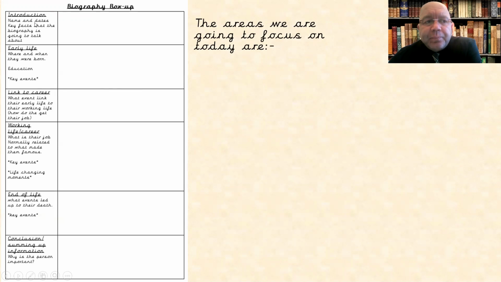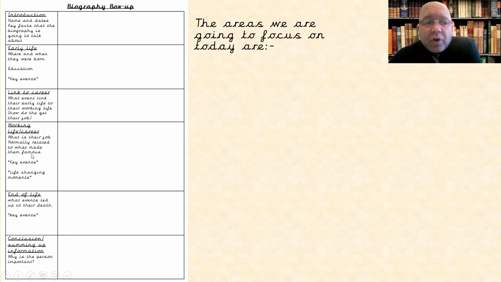We've got the introduction, so names, dates, key facts, and about who the biography is going to talk about. Remember, the introduction is just a summary, some of the standout points. We've got the early life, where and when they were born, their education, and key events during their education that maybe steered them as regards their career and their choices in life. Then the link to career itself. So what events in their early life steered them in that direction, how they got their first jobs.